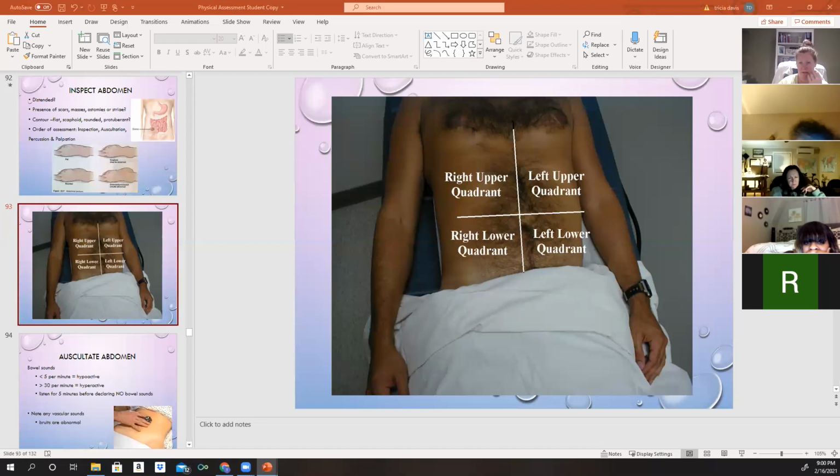That's where the colon starts. Yes, that's where your ascending colon is. So you're going to do that and then follow it all the way over. You got it. So we inspect first before we palpate, and then we listen in all 4 areas, right lower, right upper, left upper, left lower.